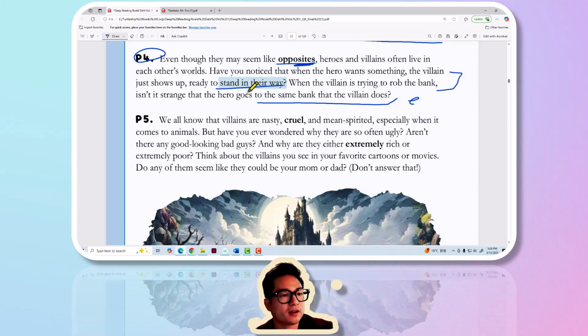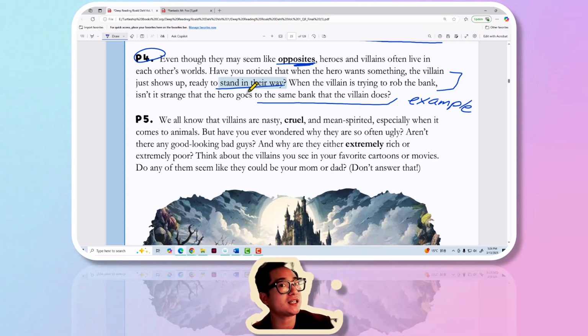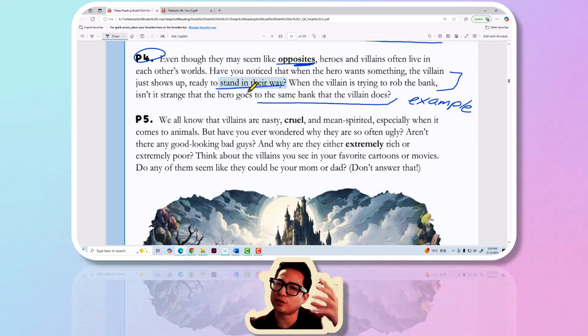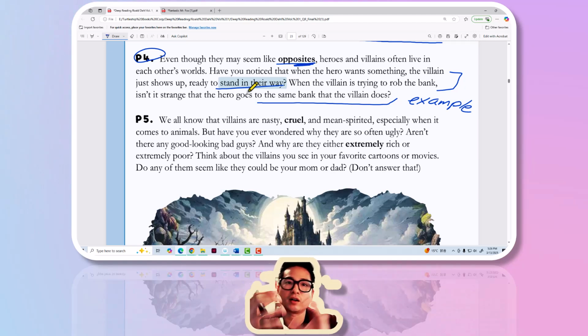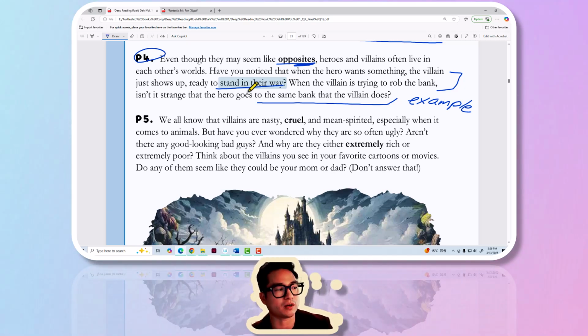They're talking about how heroes and villains live in the same world. Sometimes they live in the same city. Sometimes they live in the same town. They're always kind of next to each other, right? Even when they don't meet all the time, when they do, they're often fighting, but they're near each other. That's what the paragraph is talking about.